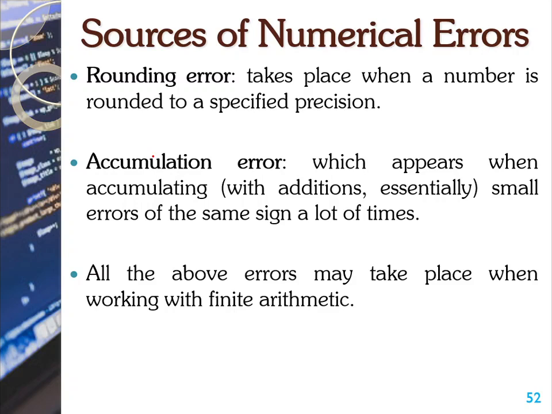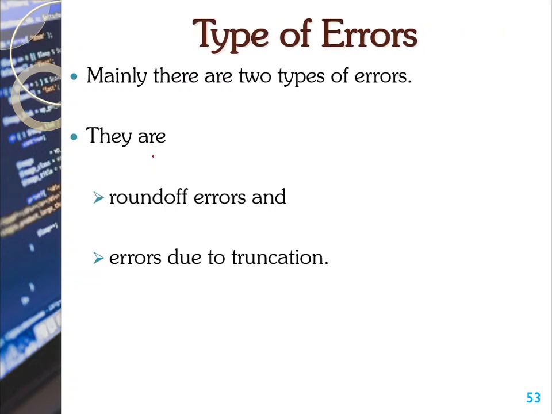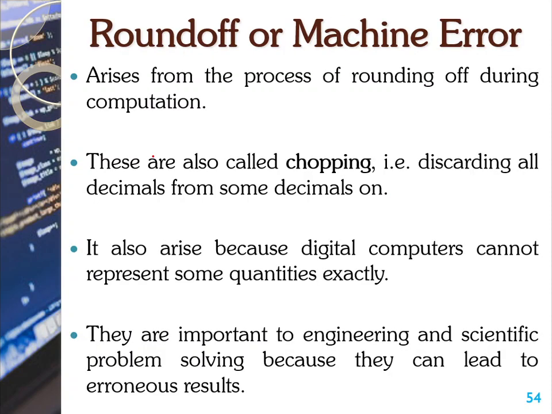But once we are talking about types, remember we just talked about sources. If we like to look at types of errors, basically we have two of them. That is the roundoff errors and the errors due to truncation. So we could say that we have roundoff errors and truncation errors. These are the two main types of errors that we have. So let's take a look at this one by one.